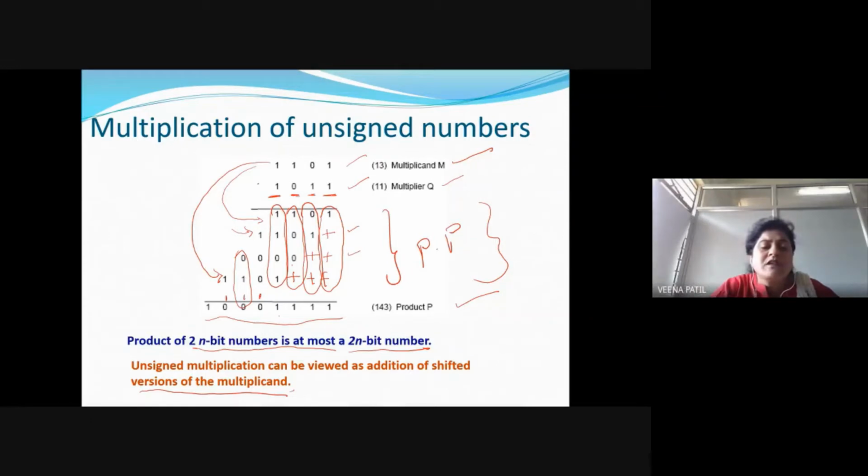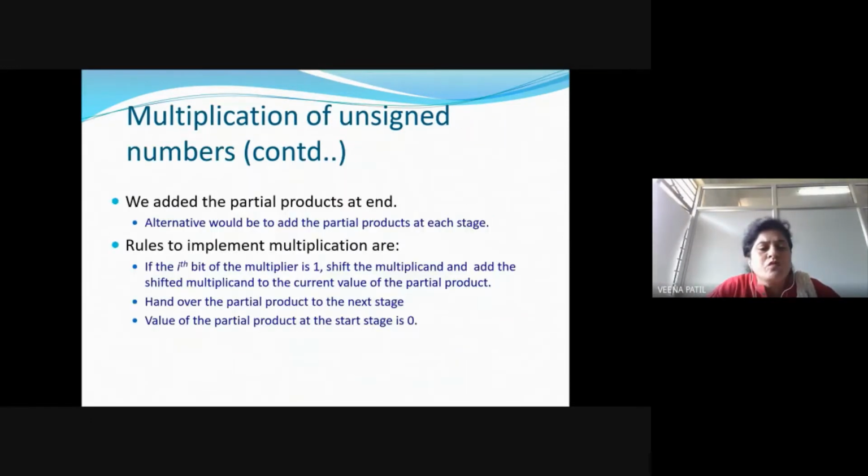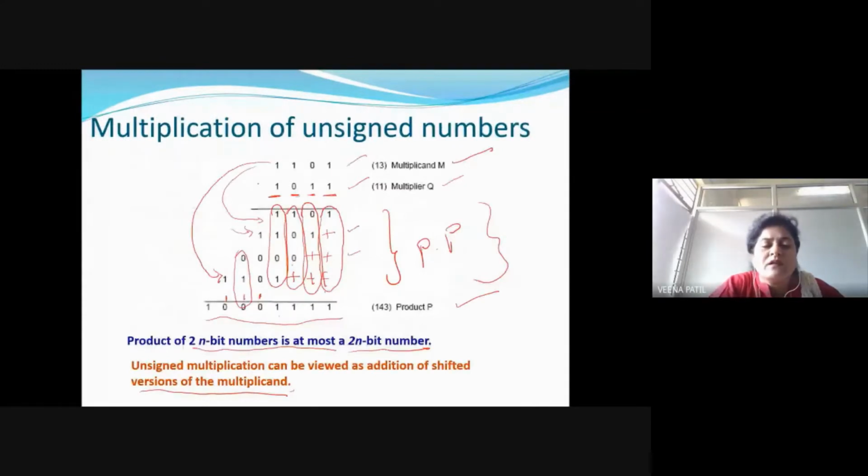So this idea I want to implement. To do that, we will see. First of all, let us remember, we added the partial products at the end. So an alternative would be to add the partial products at each stage. So instead of adding at the bottom, we can go on adding them at each stage.